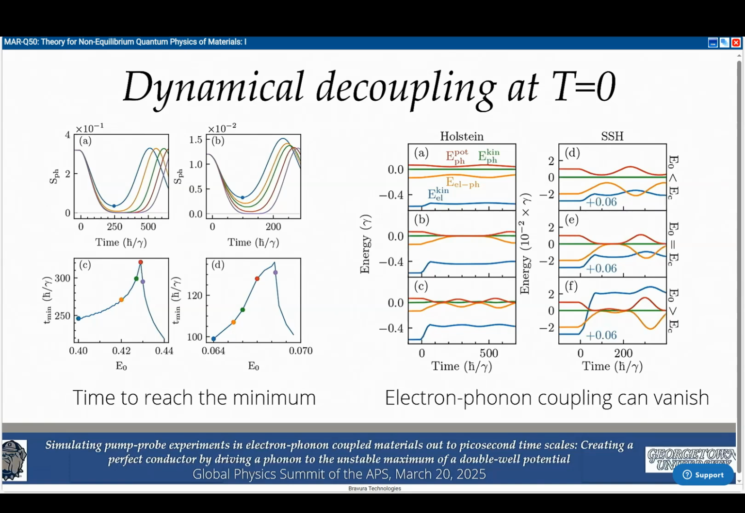We did these studies both for the Holstein and SSH models. Here in this critical region, the electron-phonon coupling is the orange line, and you can see it's driven to 0 in this transient region. There's no electron-phonon coupling energy because we dynamically drove the electron-phonon coupling to 0.